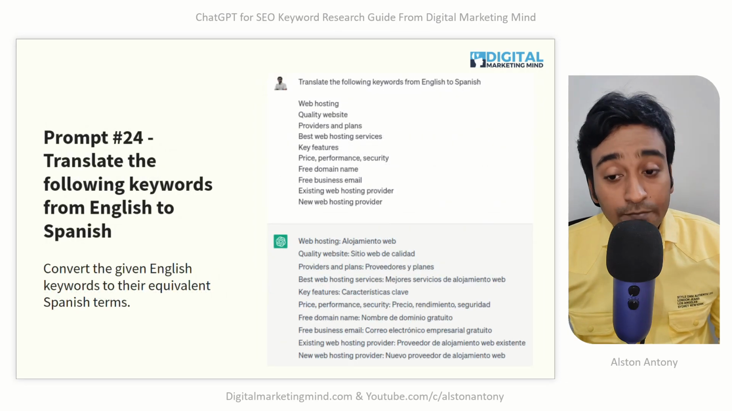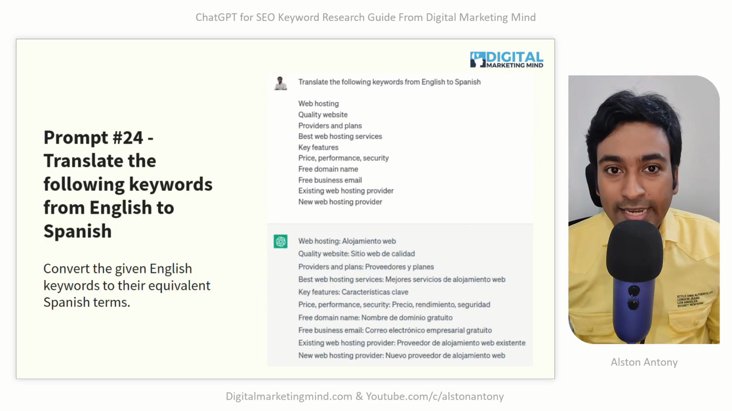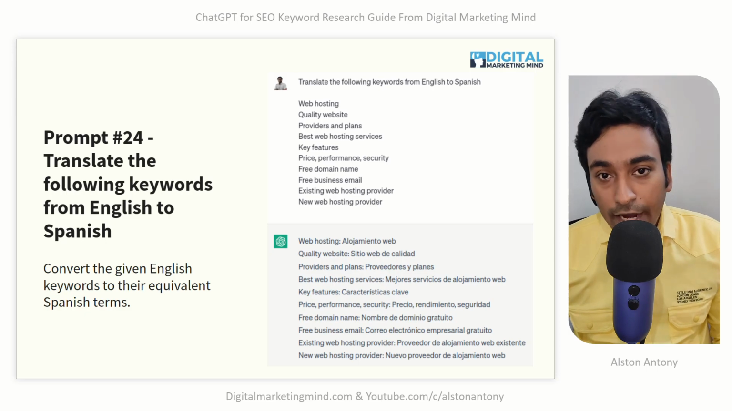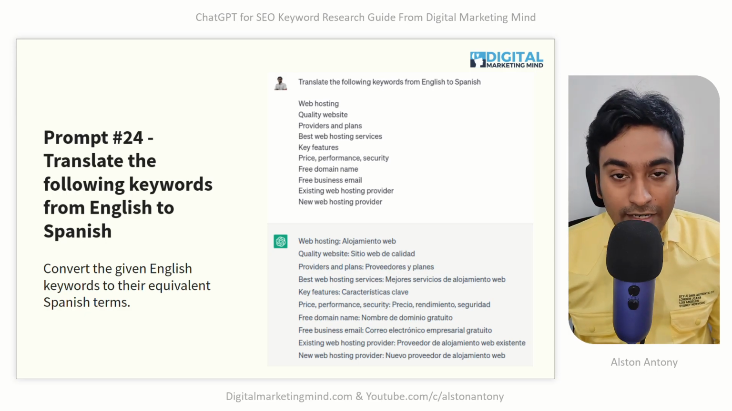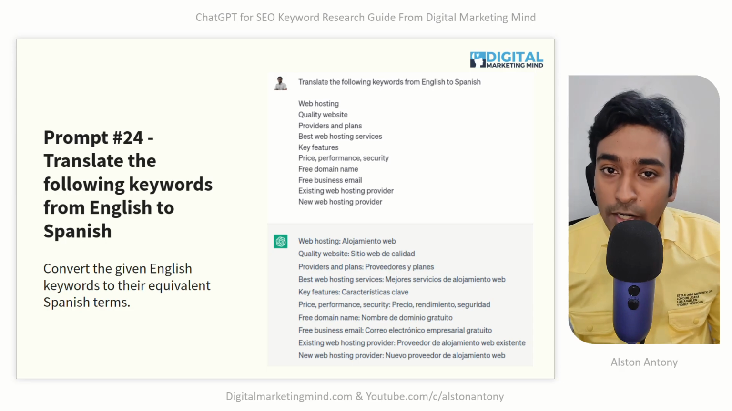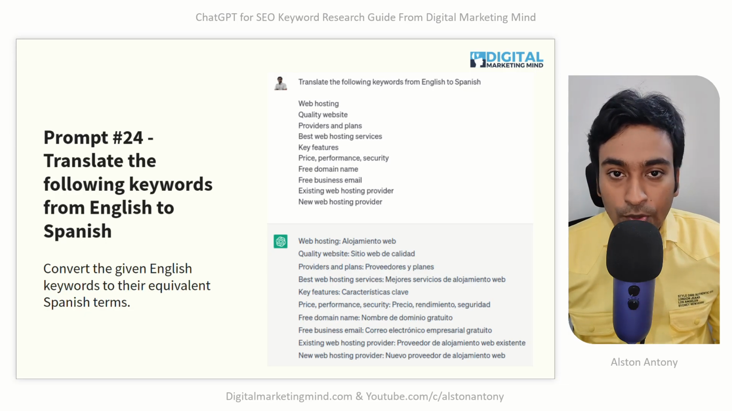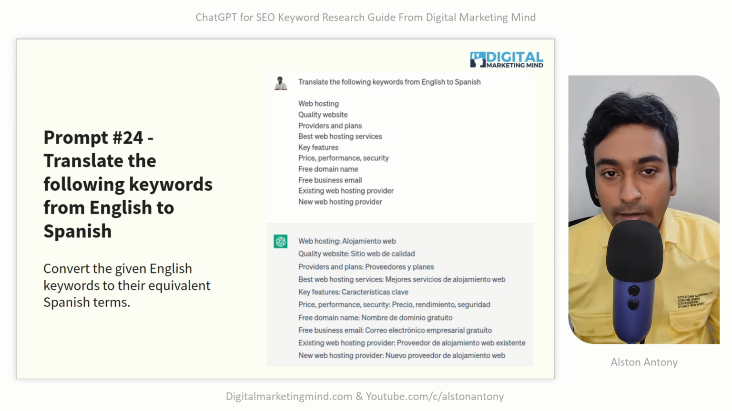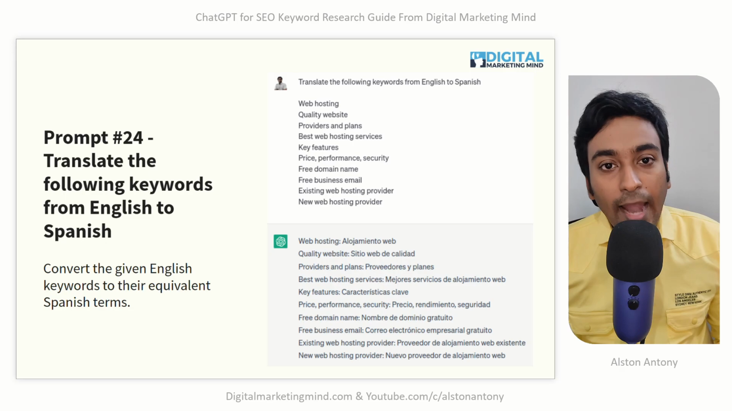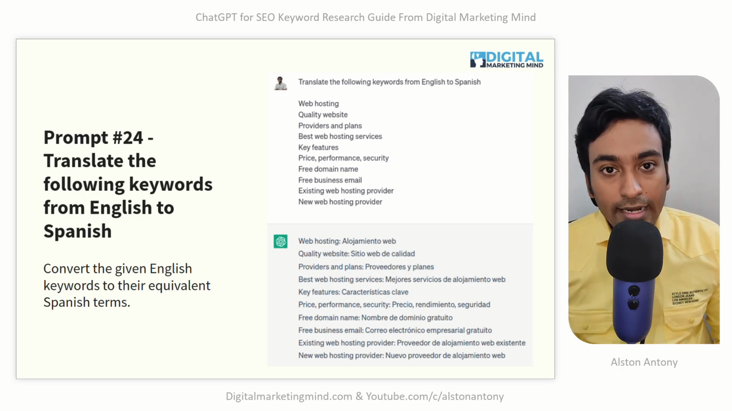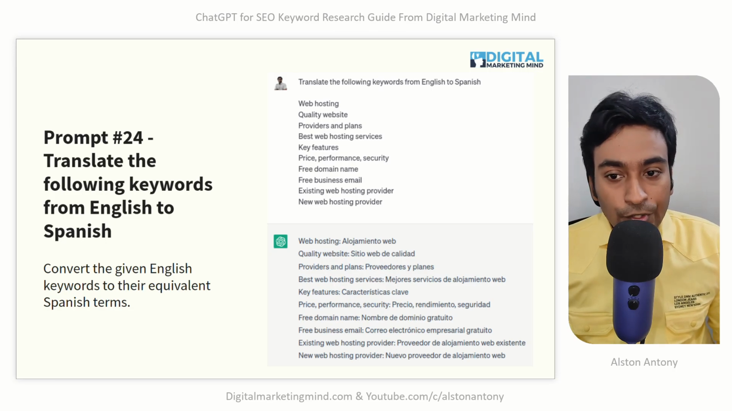Prompt 24: translate the following keywords from English to Spanish. I showed you how to generate keywords directly in a target language, but you can also generate keywords in whatever language you want and ask ChatGPT to translate them into your target language. So you can paste in some relevant English words and say that you want these keywords in your target language, and it will do that for you.